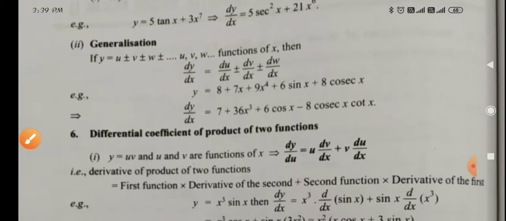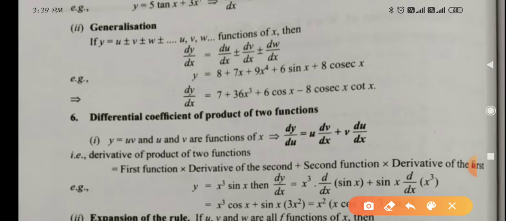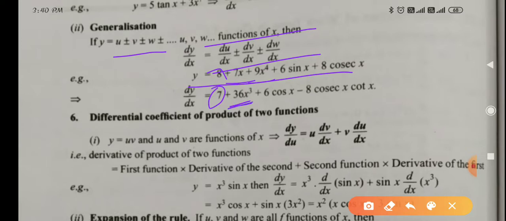Generalization they are giving means if more than two terms are there, u plus minus v plus minus w and so on, like this you can take. Four terms are there, you can see the example, y equals 8 plus 7x plus 9 x to the power 4 plus 6 sin x plus 8 cosec x. For this differentiation, for 8 it is 0, for 7x it is 7, and for 9x to the power 4 it is 36x cube. So for all the terms they are taking differentiation separately, as I told you just before.